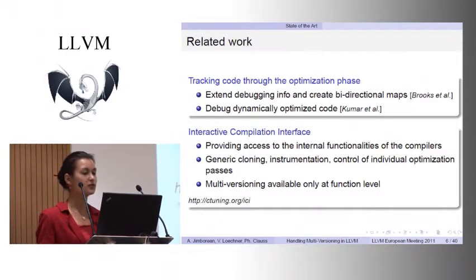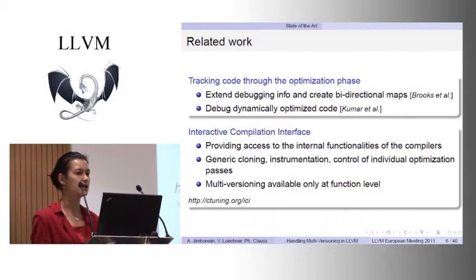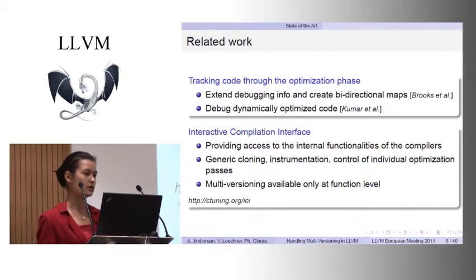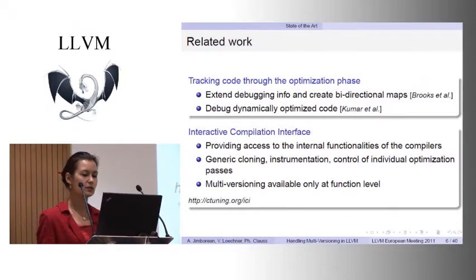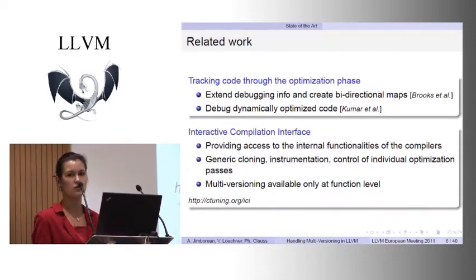Another interesting tool related mostly to our framework is the Interactive Compilation Interface, the ICI, which works with the Open64 compiler. The idea with the ICI is to provide access to the internal functionalities of a black box compiler. So it allows generic function cloning and generic instrumentation. It allows control of individual optimization passes by patching the code. However, multiversioning in the ICI is available only at function level, which is not really suitable for our purposes, as we will see in a few slides.